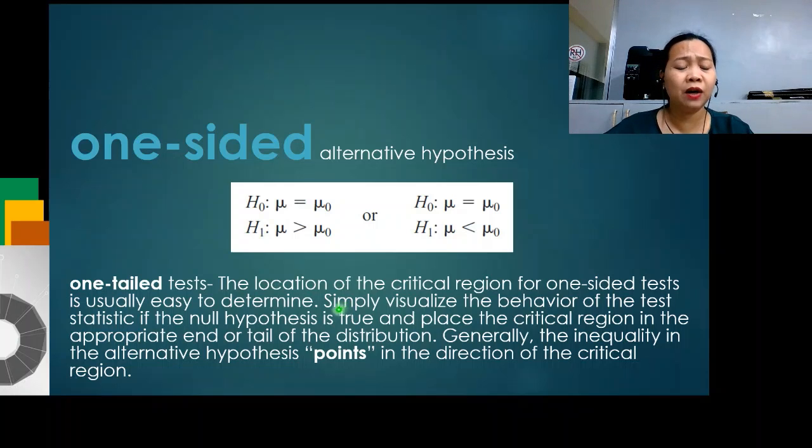So, one-tailed test. The location of the critical region for a one-sided test is usually easy to determine. Simply visualize the behavior of the test statistic if the null hypothesis is true and place the critical region in the appropriate end or tail of the distribution. So generally, the inequality in the alternative hypothesis points in the direction of the critical region.